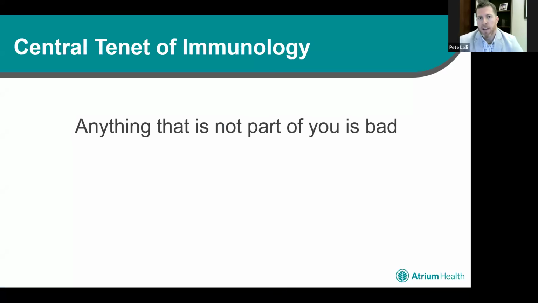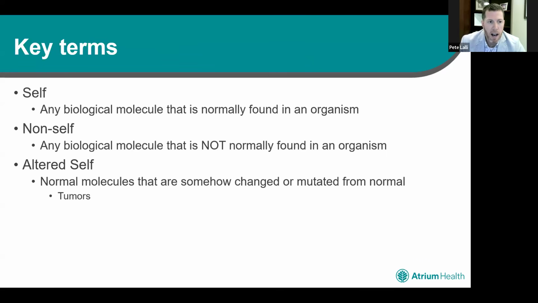So to start with everything, back to your basics of immunology: anything that is not part of you is bad and needs to go away as far as the immune system is concerned. And that's what we're going to focus on today, understanding the concepts of how transplant immunology works and how HLA plays a role in that. There are a couple of key terms that we use when talking about how the immune system recognizes whatever's going on in the world.